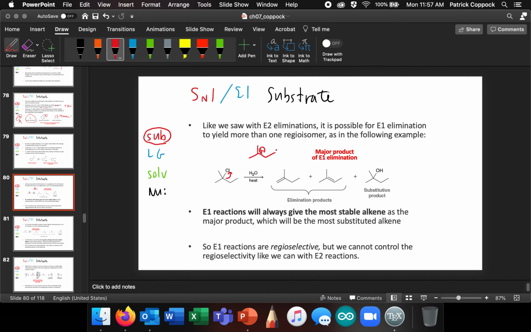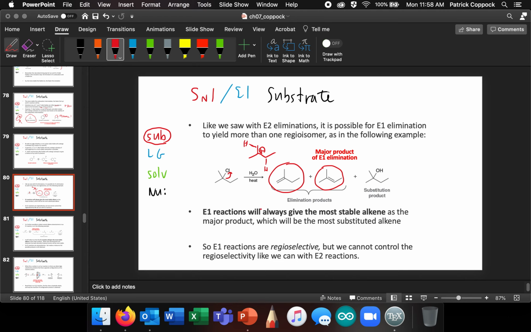right? And so the question is, when a base comes in, is it going to abstract this proton for the Hofmann product, or is it going to abstract this proton for the Zaitsev product, right? Here's the Zaitsev product, here's the Hofmann product, okay? And you also can get some substitution product, okay?